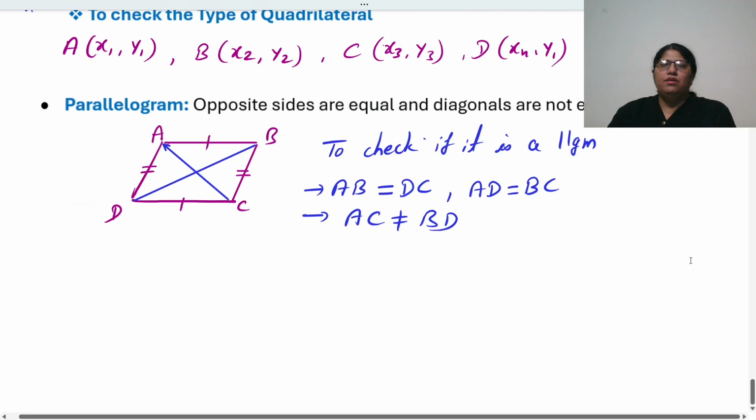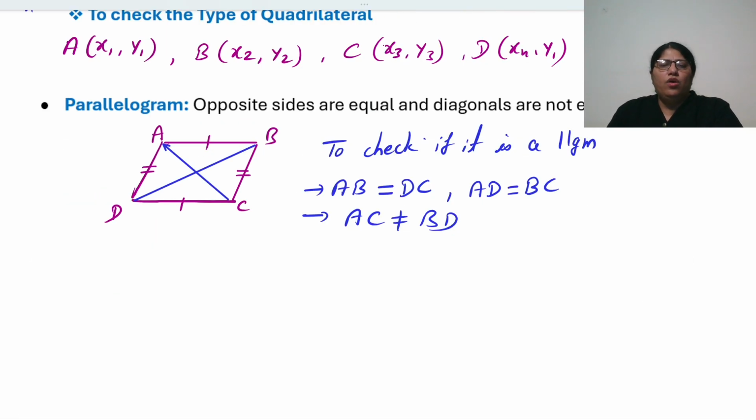So please remember, generally there will always be four coordinates, and you need to find all these six lengths. Whenever there is a quadrilateral, you need to find six lengths: the length of four sides and the length of two diagonals.